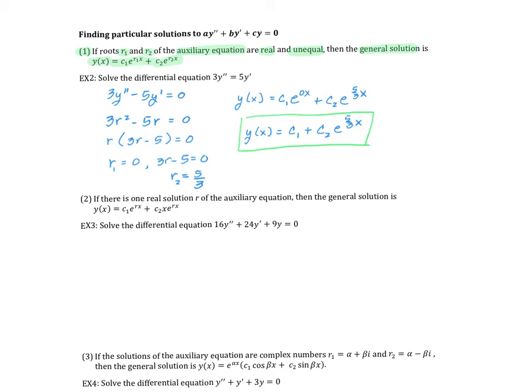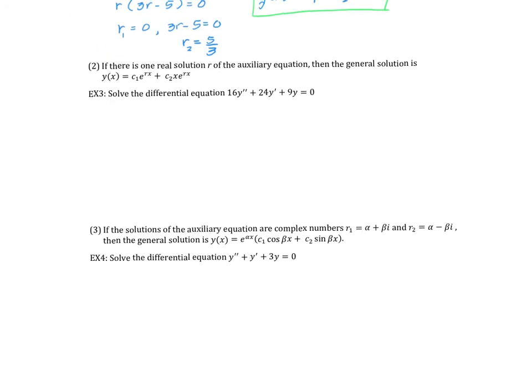Let's look at the other condition. This would be condition 2. Let's just say we have one real solution for our auxiliary equation. If that's the case, then the general solution is going to be y of x equal to c sub 1 e to the rx plus c sub 2 x e to the rx.